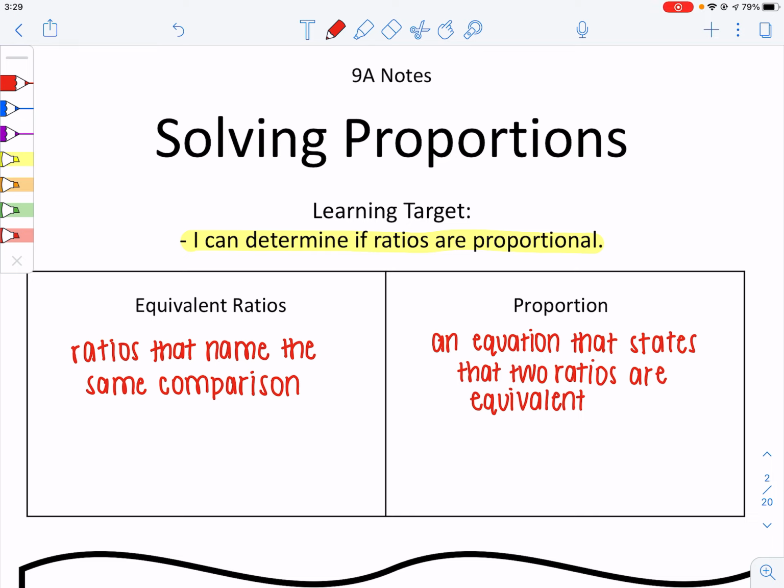We're going to spend 2 days over lesson 9A, the first day just getting familiar with what a proportion is and how to solve them. And then the second day we'll spend some time doing some story problems.